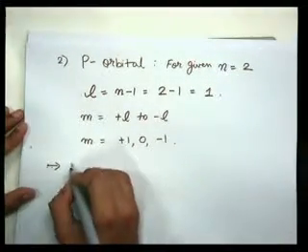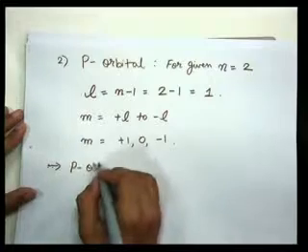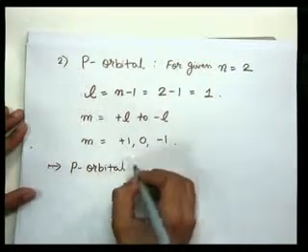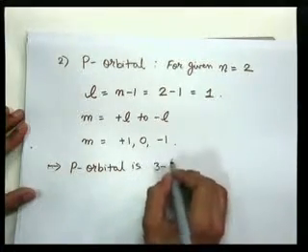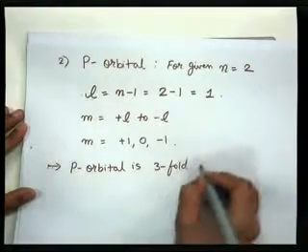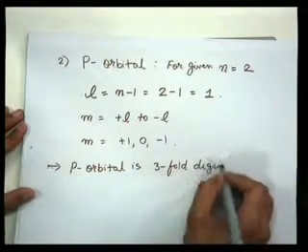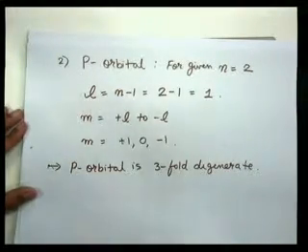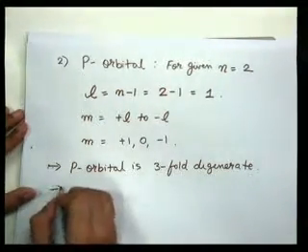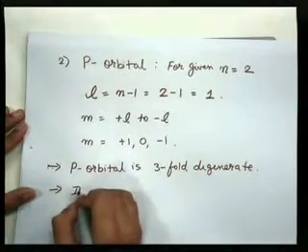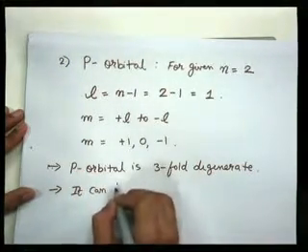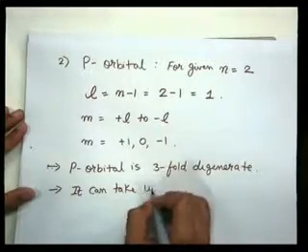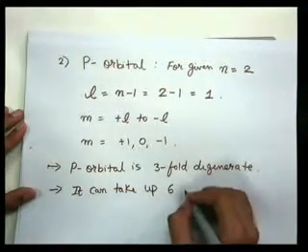Therefore you can write that p orbital is threefold degenerate. P orbital is threefold degenerate. So what we can say, it can take up 6 maximum electrons.